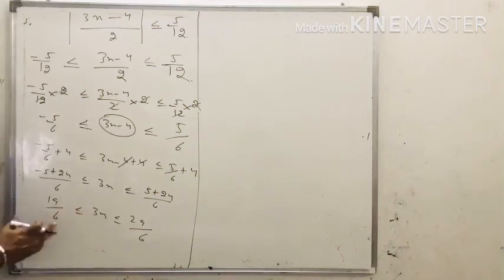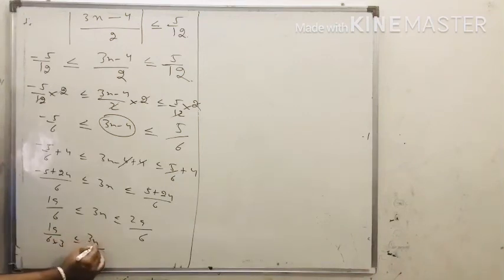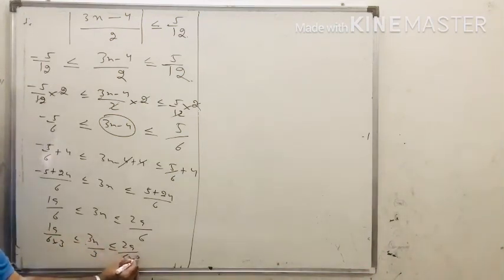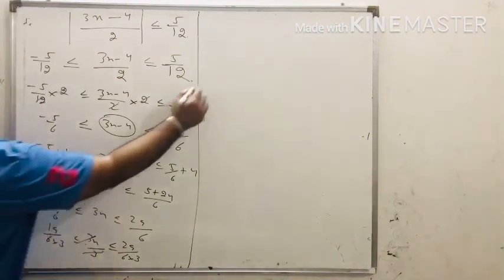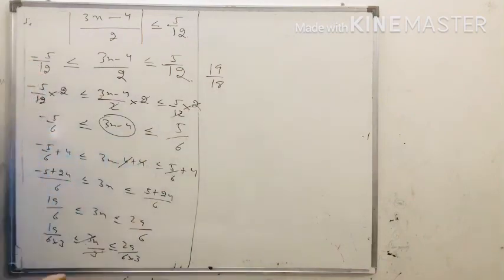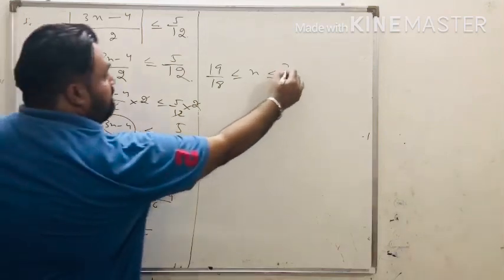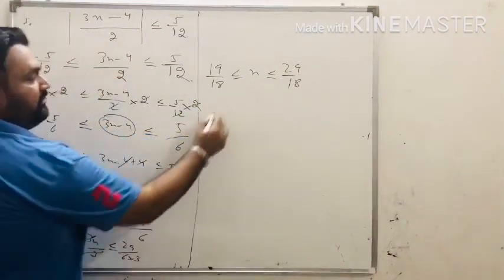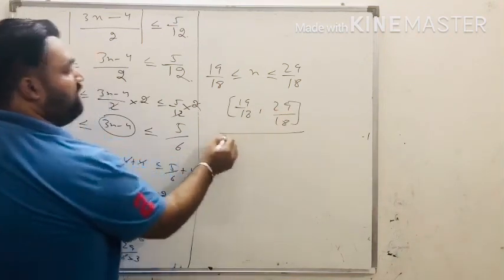Now again we divide all the 3 intervals by 3. So 19 upon 6 into 3, 3x upon 3, 29 upon 6 into 3. So this 3 cancels. So this becomes 19 upon 18 less than or equal to x less than or equal to 29 upon 18. So the interval is 19 upon 18 to 29 upon 18.